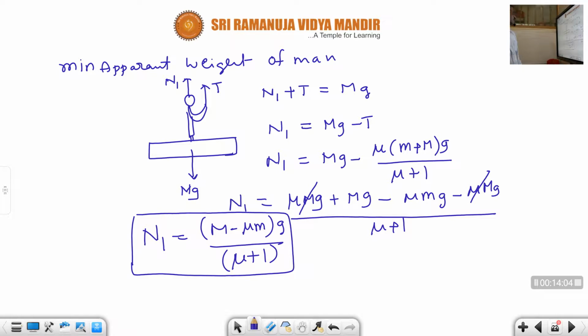This is the formula you can use to find the situation. They will ask by giving the mass of the plank and the mass of the man, and you have to find the situation. Here the system is under equilibrium.